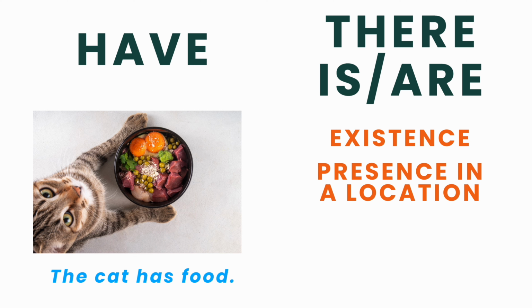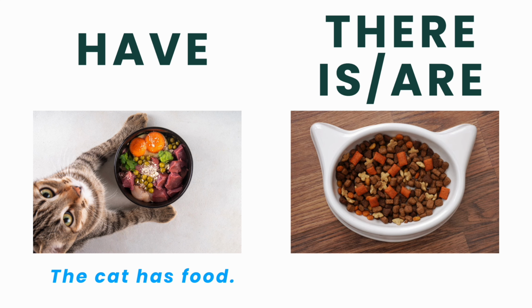Now, when you talk about existence of things or its presence in a location, then we use there is and there are. So we are not talking about possessions. We are talking about presence of things in a specific location. So for example, the same food of a cat, we are not giving you information about the owner of this food, but we want to say that this food is present in a location. So we would say there is food for the cat. We talk about existence of the food and its presence in the kitchen so the cat can eat.